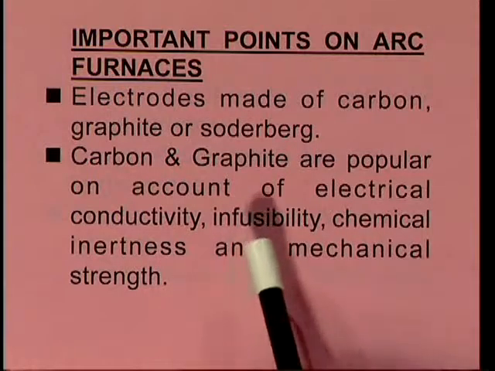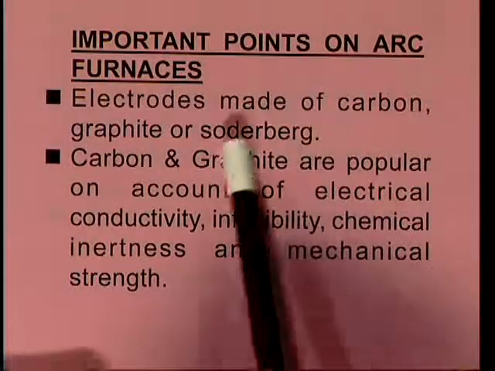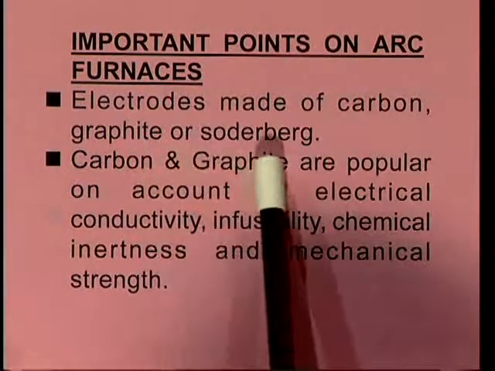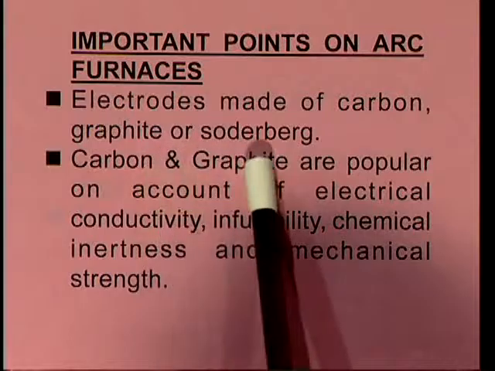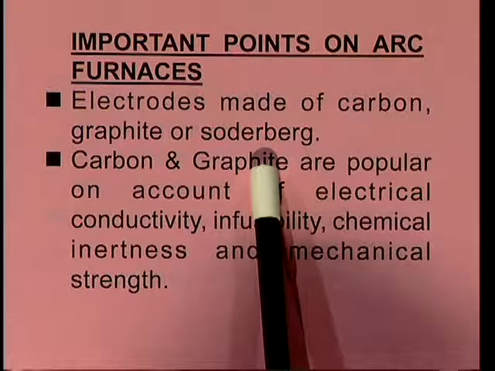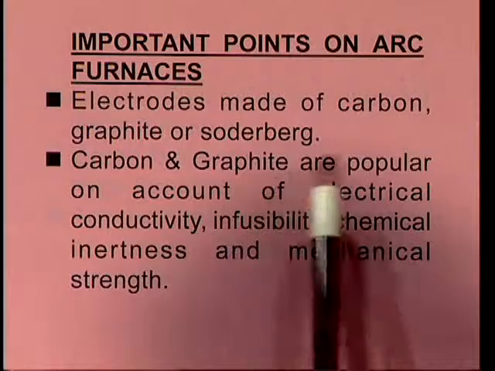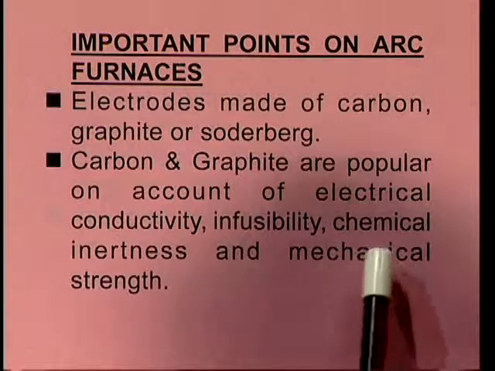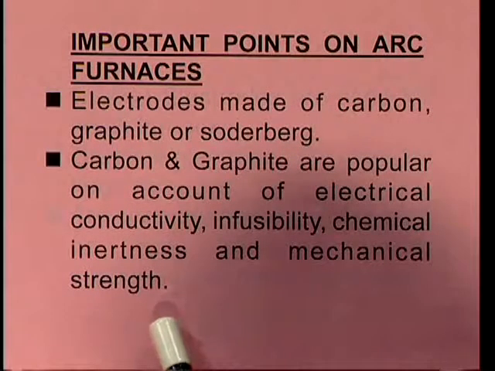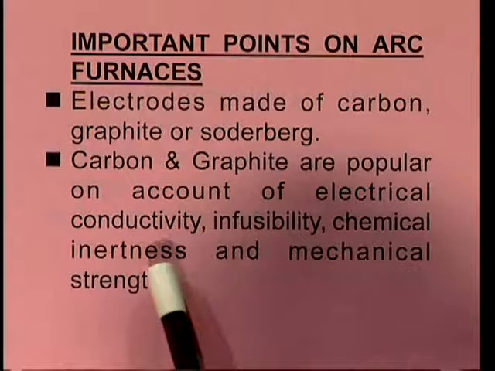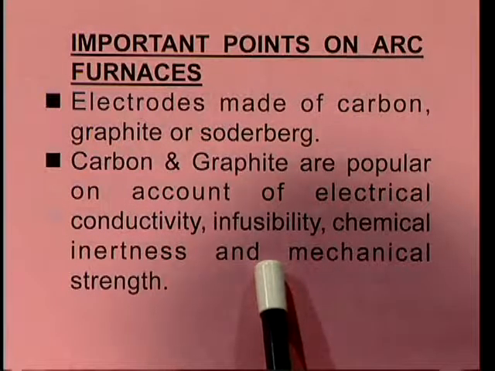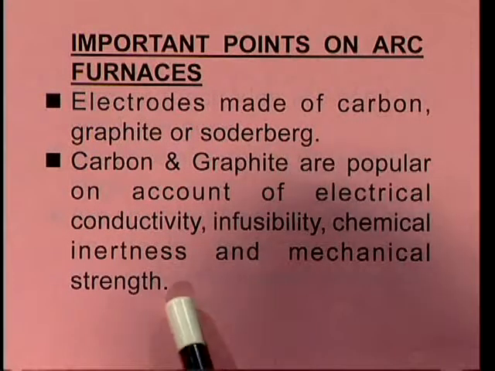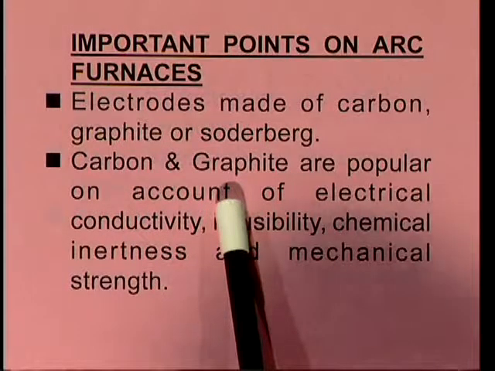Before going into the arc furnace, let us know some important points about furnaces. In a furnace, electrodes are made of carbon, graphite or Soderberg. Only these 3 types of material are used. Carbon and graphite are popular on account of electrical conductivity, infusibility, chemical inertness and mechanical strength. Because of these characteristics, only these electrodes are used in the furnace.